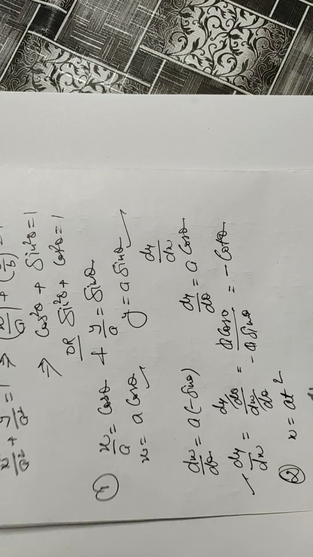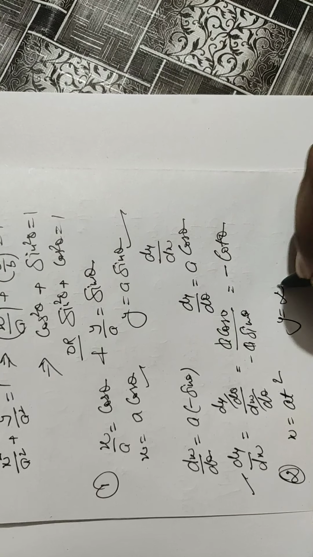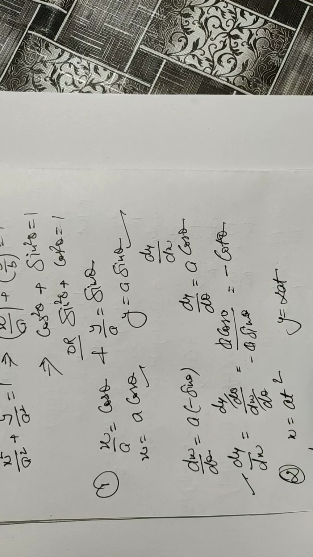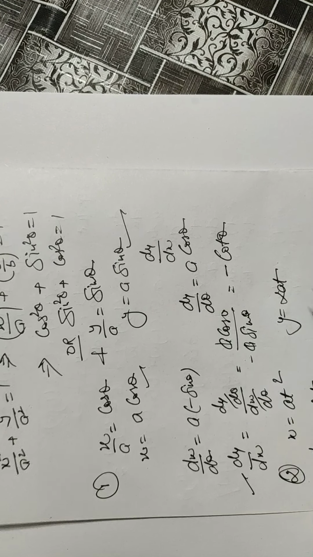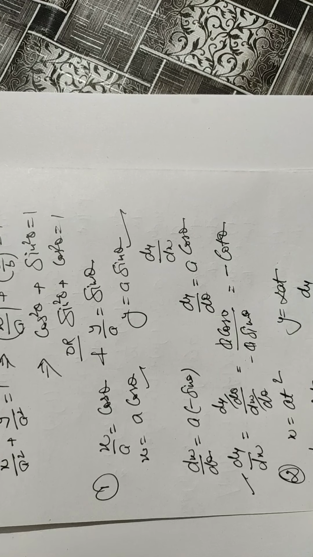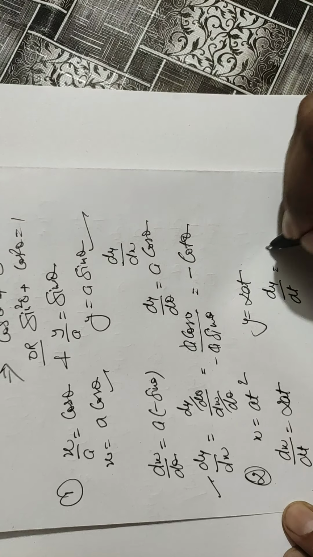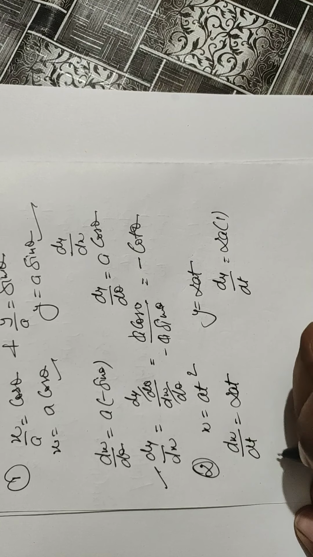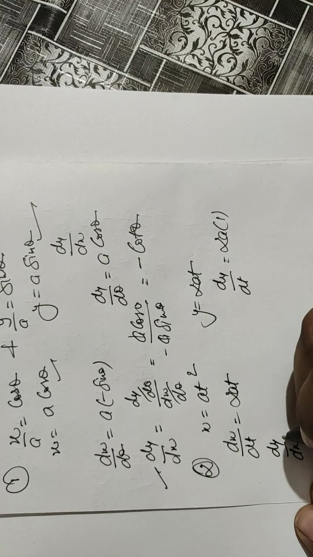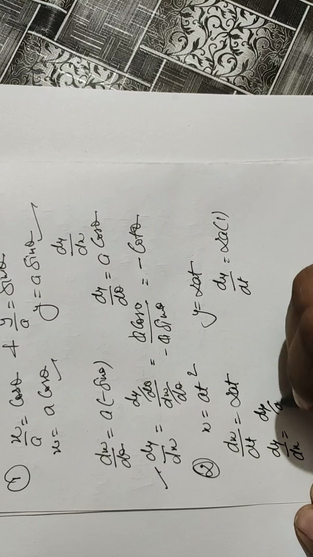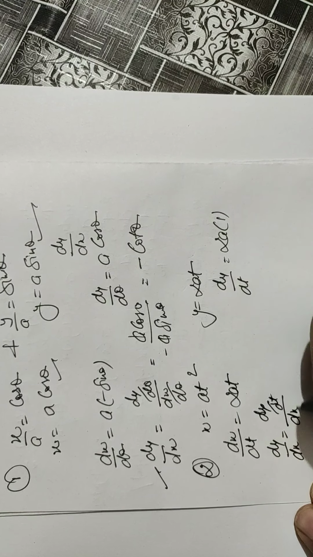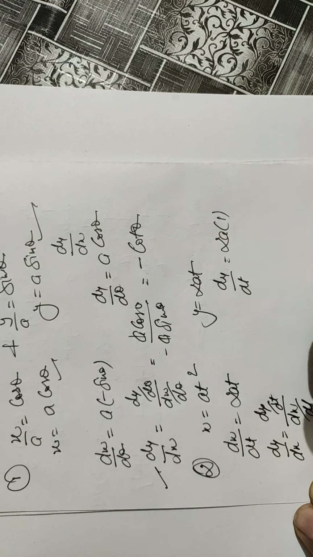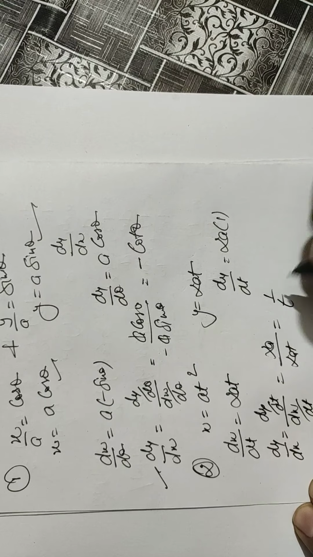It is given by x equal to a t square and y is equal to 2 a t. If we calculate here dx by dt, it gives us 2 a t. dy by dt gives us 2a, differentiation of t becomes 1. Same here, we need to calculate dy by dx. So we have to divide dy by dt with dx by dt. So it becomes 2a divided by 2at. So overall it becomes 1 by t.